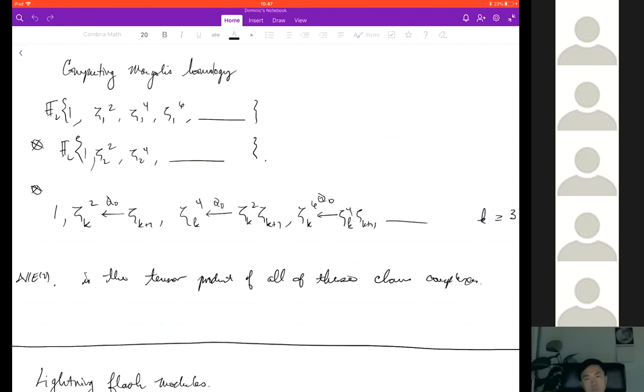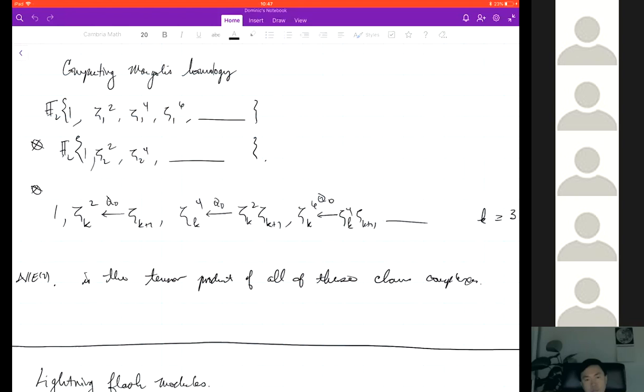Then when k is greater than or equal to 3, I also have these short little Q-naught chain complexes. For example, Q-naught of zeta k plus 1 is zeta k squared, so I regard that as a little chain complex. And I also have this little chain complex: zeta k squared times zeta k plus 1 hits zeta k to the 4, and so on. And now a mod E2 dual is actually the tensor product of all of these small chain complexes.